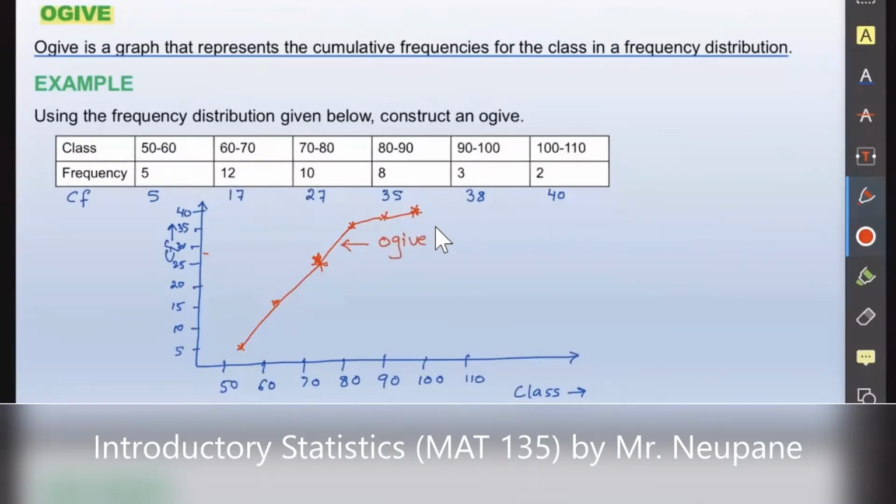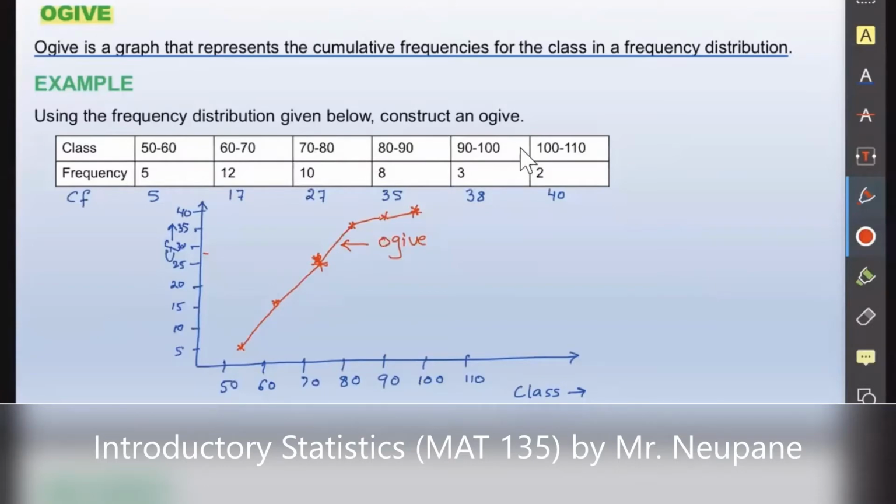Ogive. I think they call it ogive. Oh, give me. It's not something like that. I used to look at the word, and when I was a student, I thought it was ogive, but my teacher used to call it ogive. So I hope this is ogive, right?